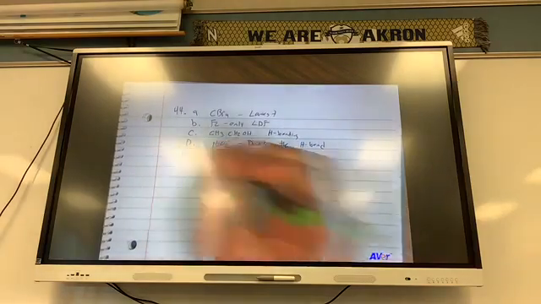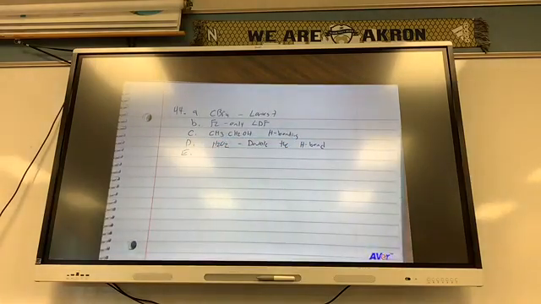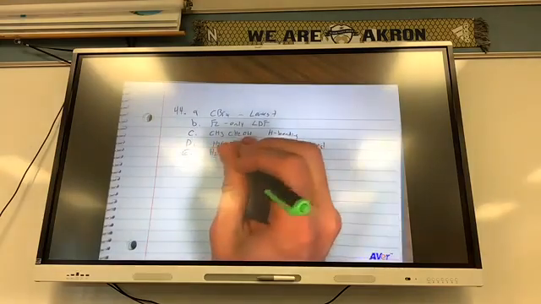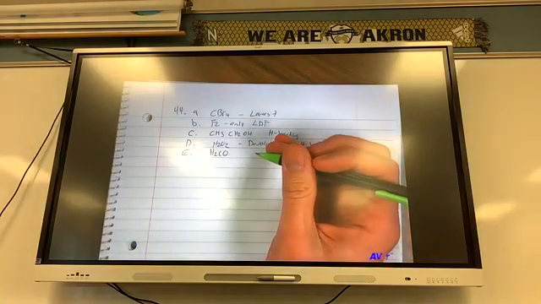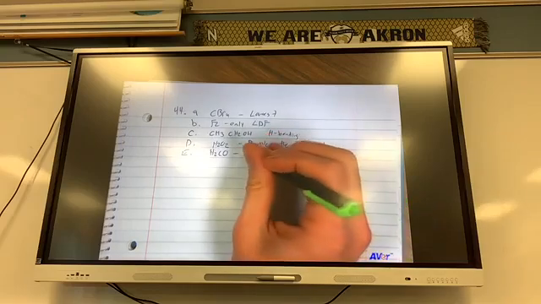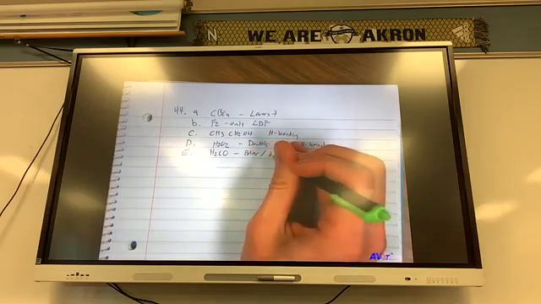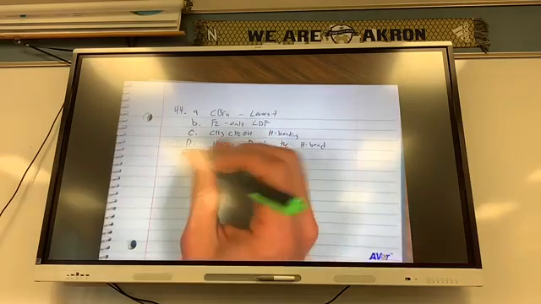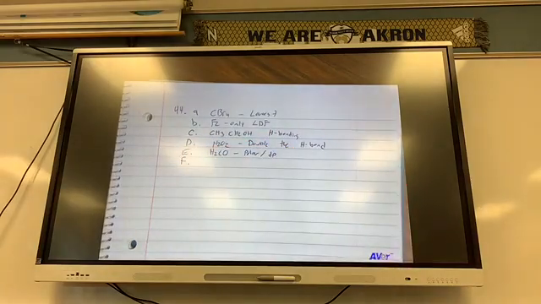E. Greatest heat of vaporization. Does that mean most heat required to vaporize 1 mole? Right, the strongest forces. So what's that going to be? H2CO. Why? Dipole. H2CO because it's going to be polar. It's polar, right? Dipole.